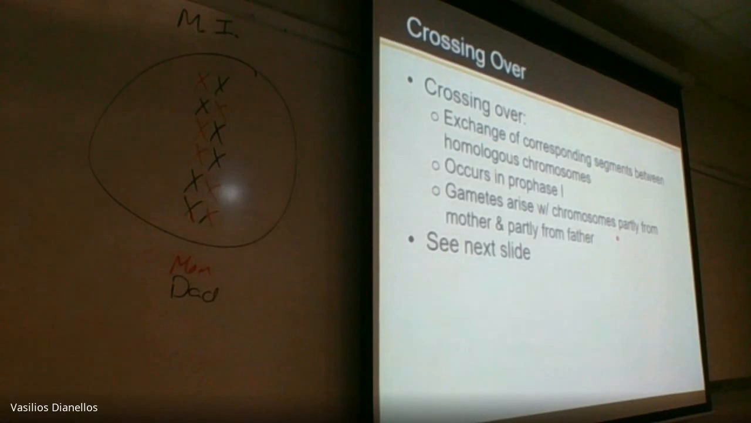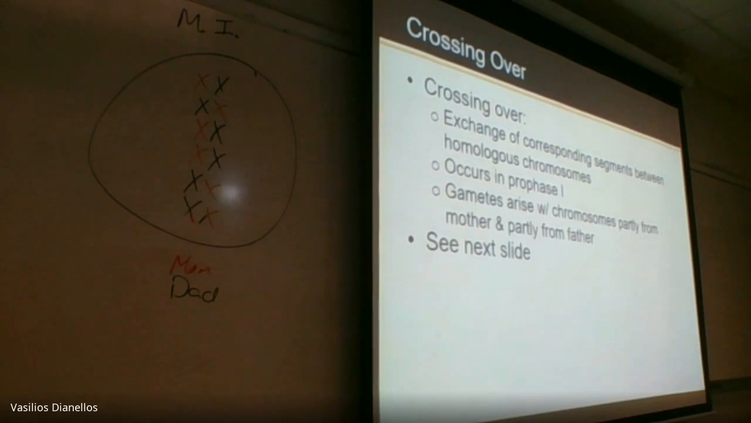And you already know that. We've already talked about this. That's when they get close to each other and chunks of the dad chromosome and chunks of the mom chromosome swap. So then you have a dad chromosome with mom stuff on it and a mom chromosome with dad stuff on it. As we already said, and as you need to know for the exam, it occurs in prophase 1.